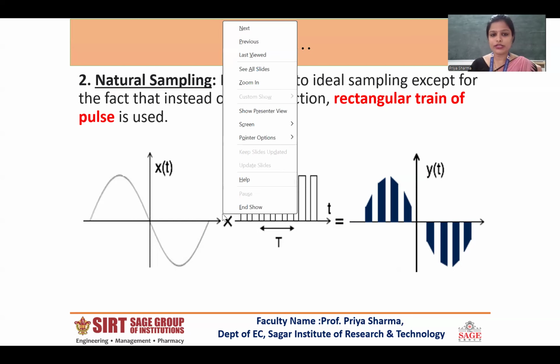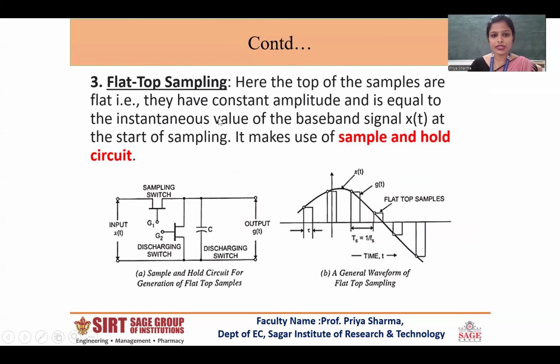Now coming to the third portion. The third type of sampling is the flat top sampling. Here the tops of the samples are flat. That is, they have constant amplitude equal to the instantaneous value of the baseband signal at the start of the sampling. It makes use of the sample and hold circuit. How this circuit works, let me explain.